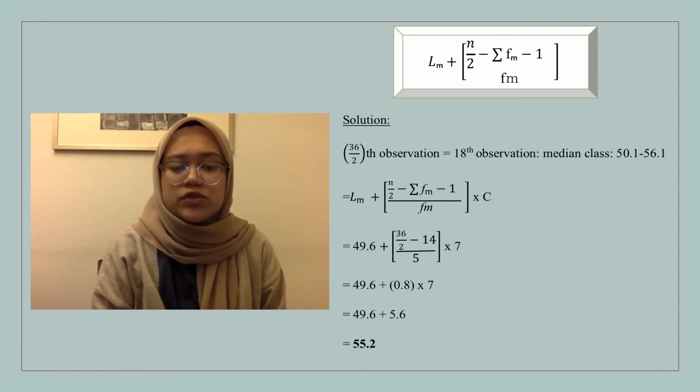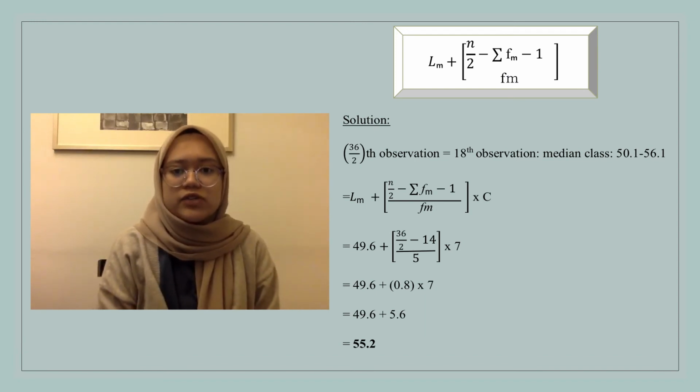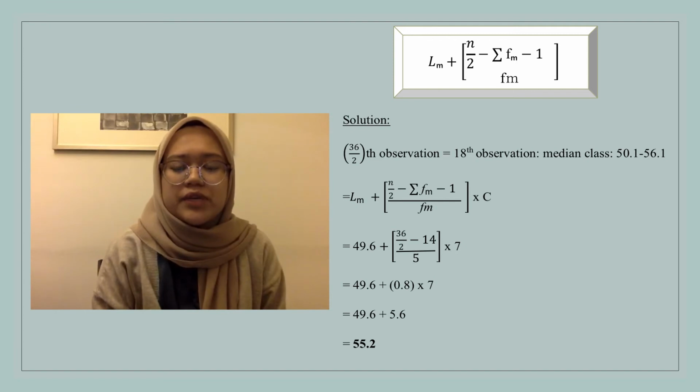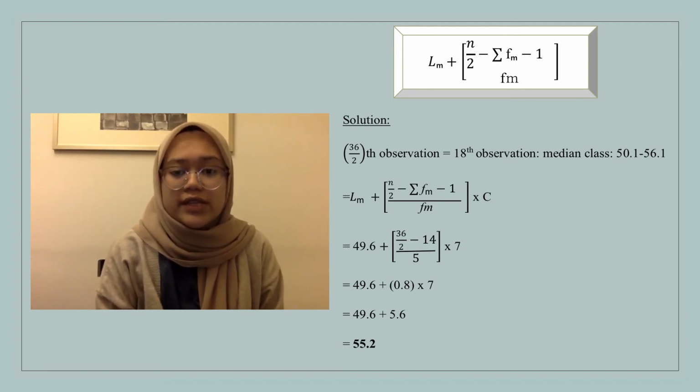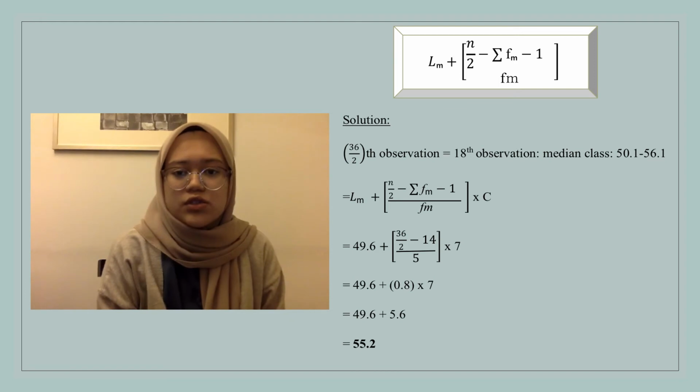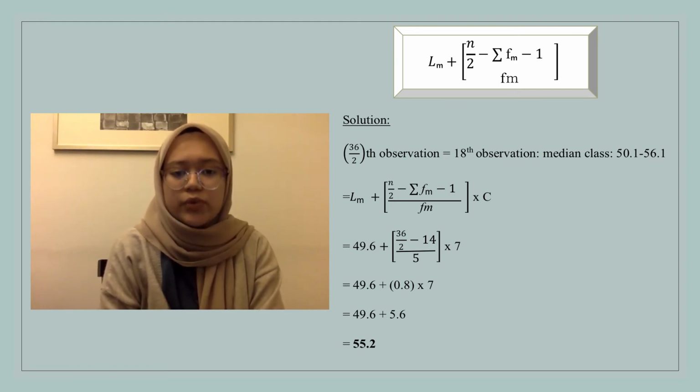Median refers to the middle value when the data values are arranged in numerical order. So this is the formula of median. First, the solution is total frequency 36 divided by 2, and we get the 18th observation. So the median class is 50.1 to 56.1.